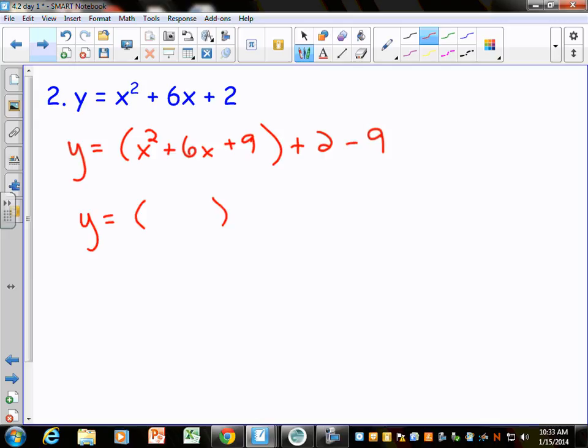Remember that you're supposed to write this as a perfect square, and it's always going to be factoring that. It's always going to factor into a perfect square. Half of the middle number, x plus 3 squared. And watch your signs out here. 2 minus 9 is negative 7. I saw a few positive 7s out there.